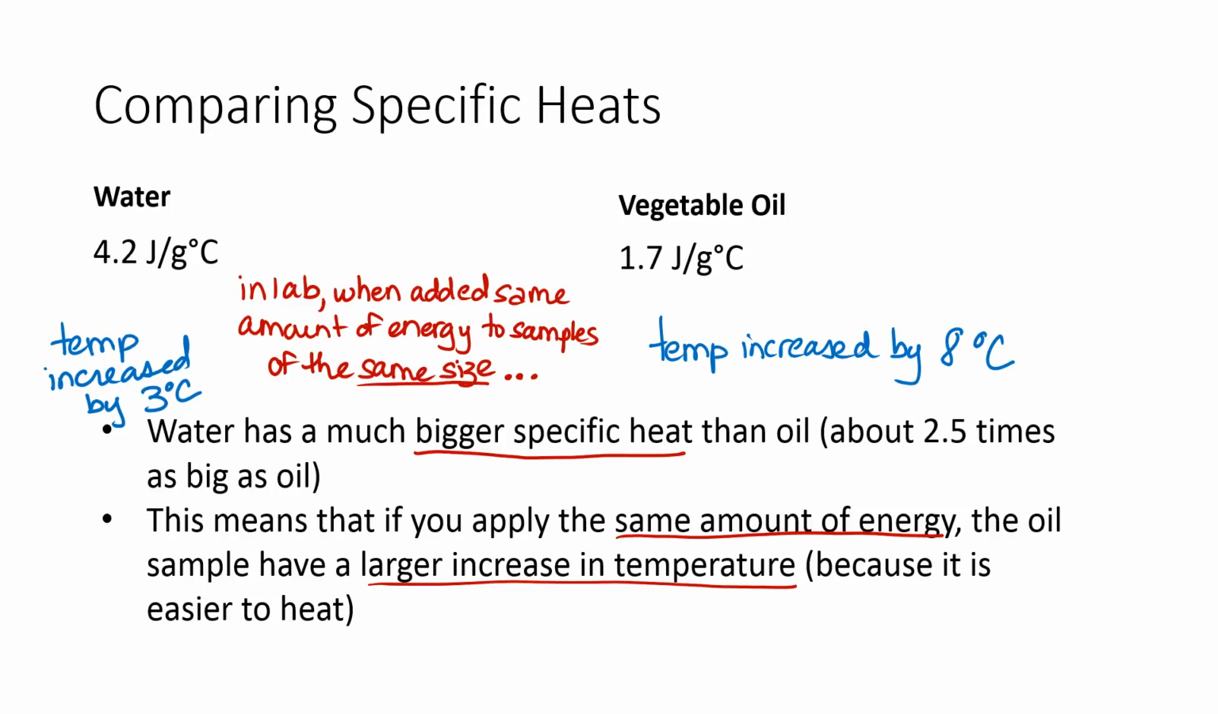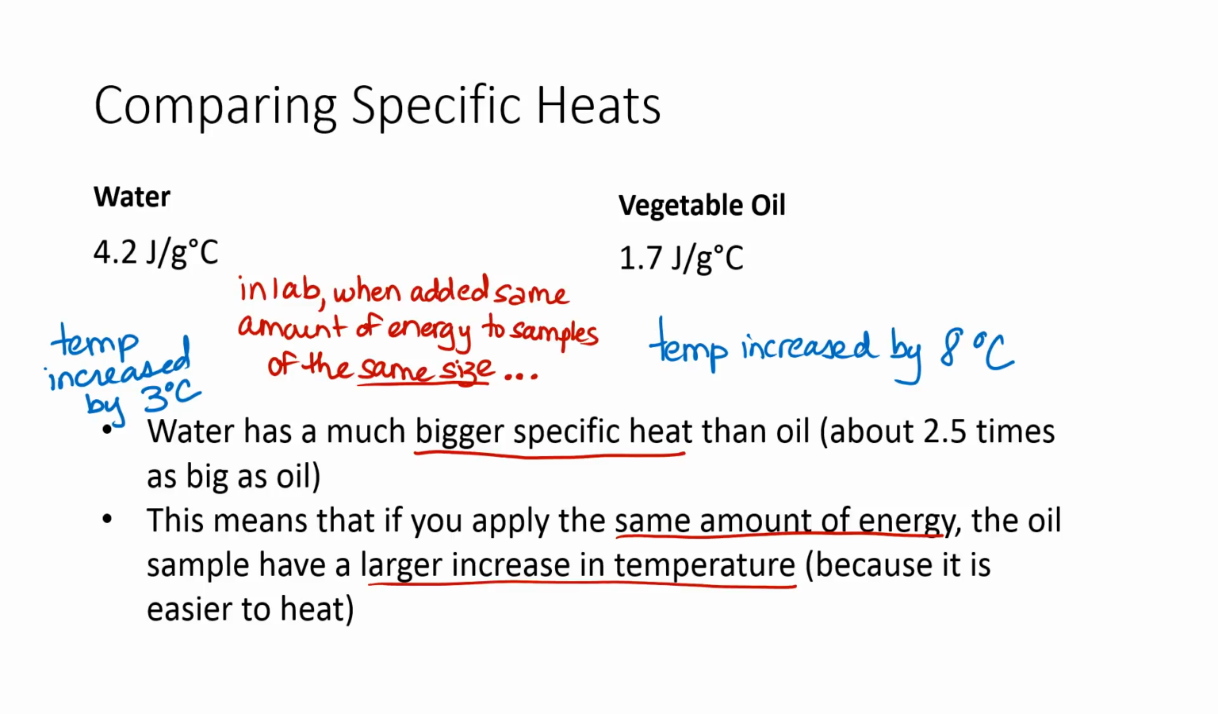Another way of thinking about it is, what if I applied the same amount of energy to 2 samples of the same size? We did this in our lab in lesson 4. We had water and vegetable oil, and we put 1 block of metal in each of those samples. They were the same size sample, and we saw the water's temperature increase by 3 degrees, whereas oil's increased by 8 degrees.